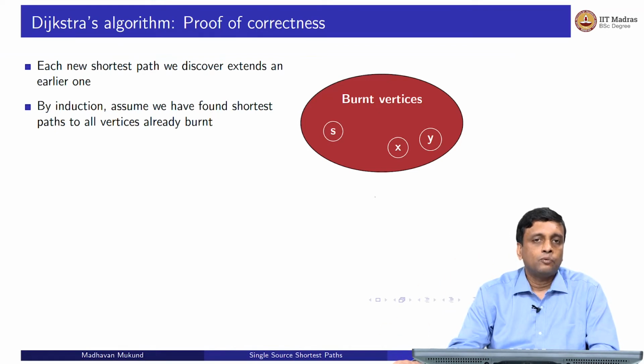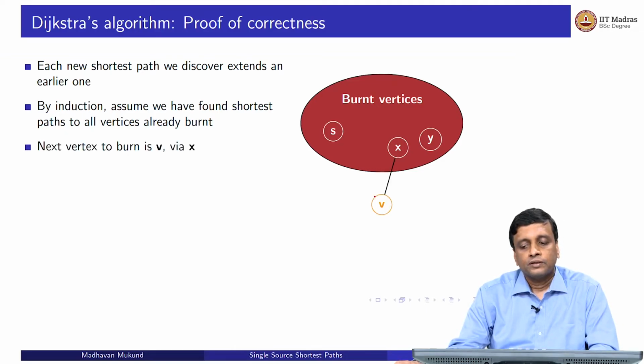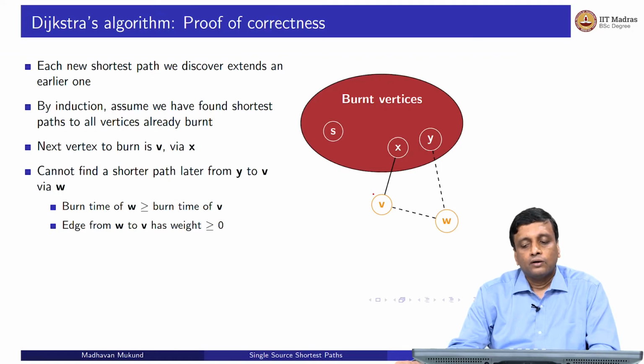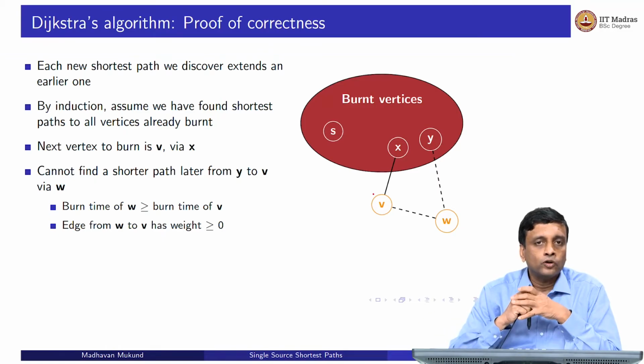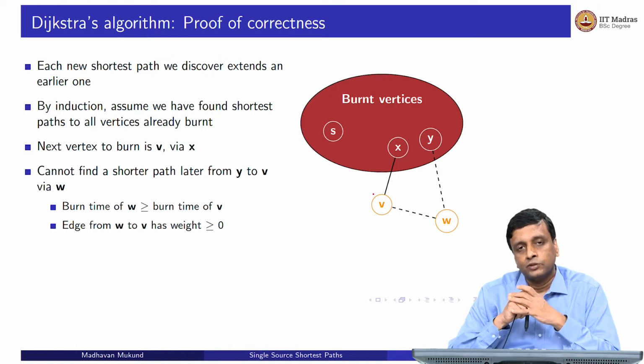Now we have to check why the extension is going to continue to give us the correct answer. Right? So supposing we choose to burn a vertex V, it must be connected, the fire has to reach V. So let us assume the fire is going to reach V from X. What we have to argue is that the fire that reaches V from X, which right now we believe is the next one, is not going to be wrong, because later on there is a fire from some other vertex which comes indirectly, which should have arrived earlier.